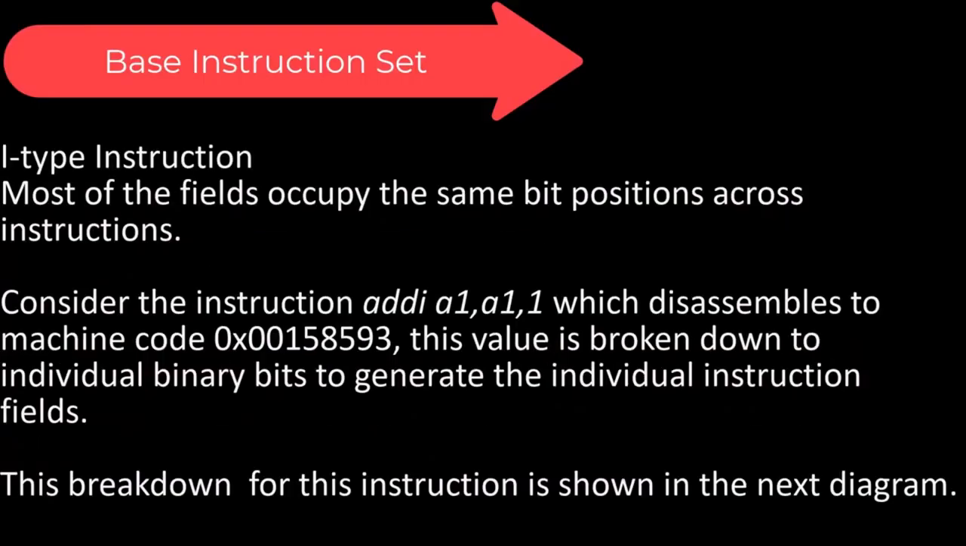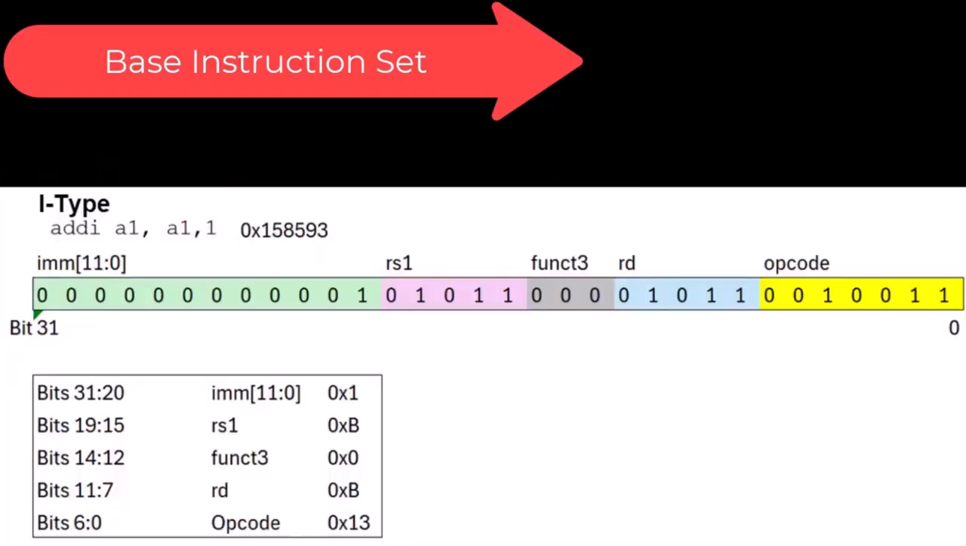I-type instruction. Most of the fields occupy the same bit positions across instructions. An example is the instruction add I A1, A1, 1, which disassembles to hexadecimal 00158593. The breakdown of the fields for this instruction is shown in the diagram.